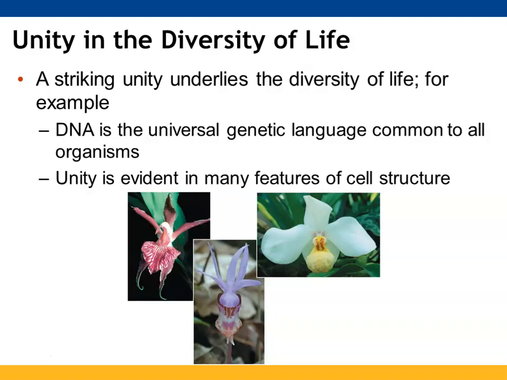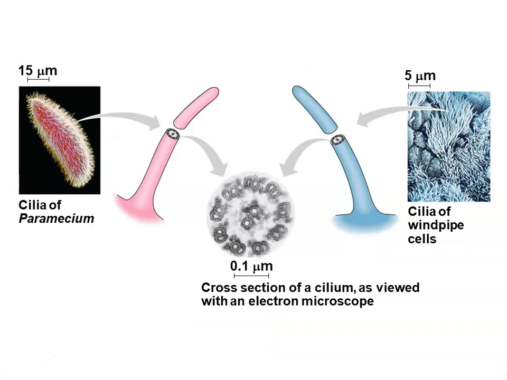We can also see, even though we may have very disparate physical structures, that there are similarities, maybe on a much smaller scale. Here we've got cilia in Paramecium, a protist, and cilia in windpipe cells. Although those cilia come from vastly different organisms, when we take a cross section of them, they look pretty much exactly the same in terms of their structure.